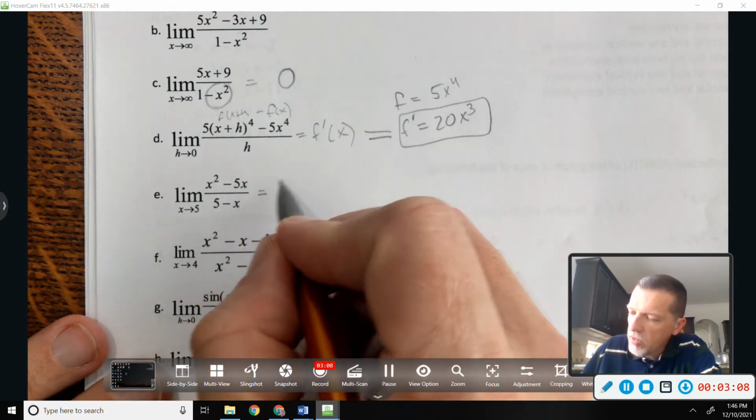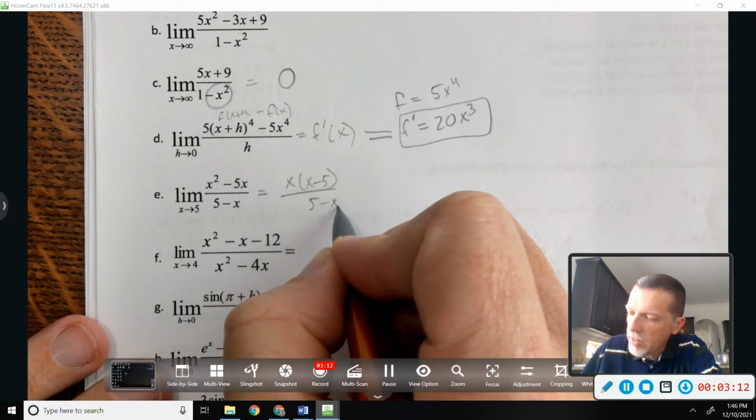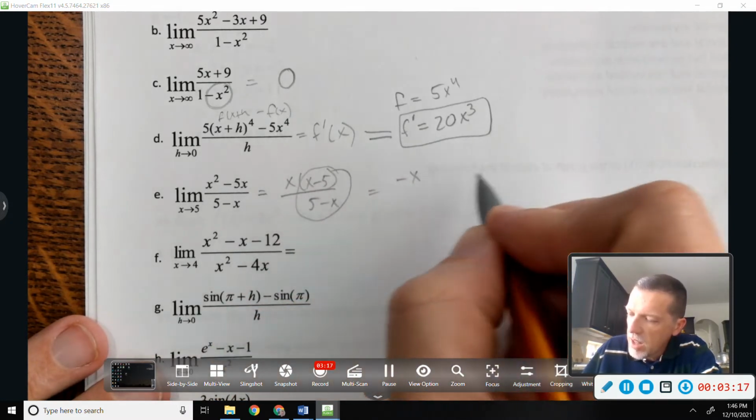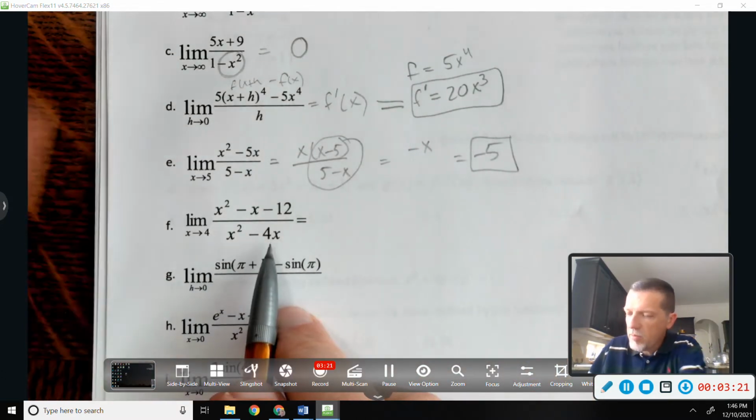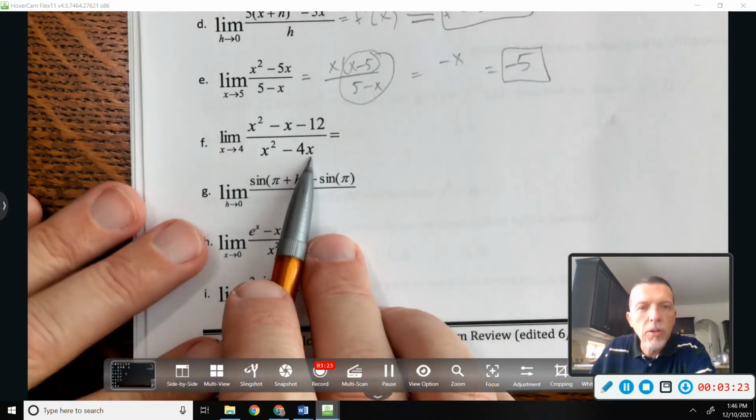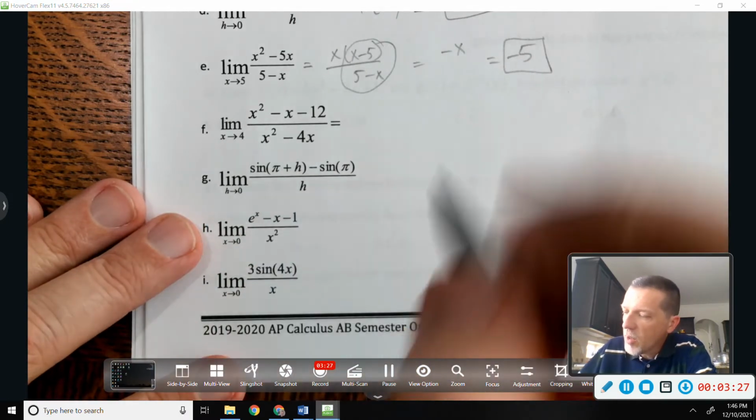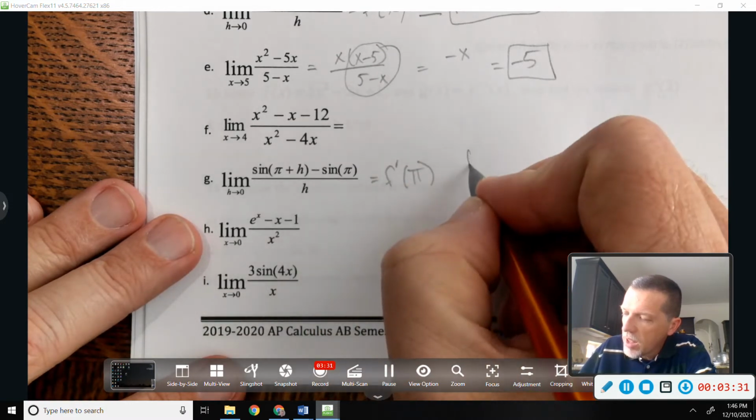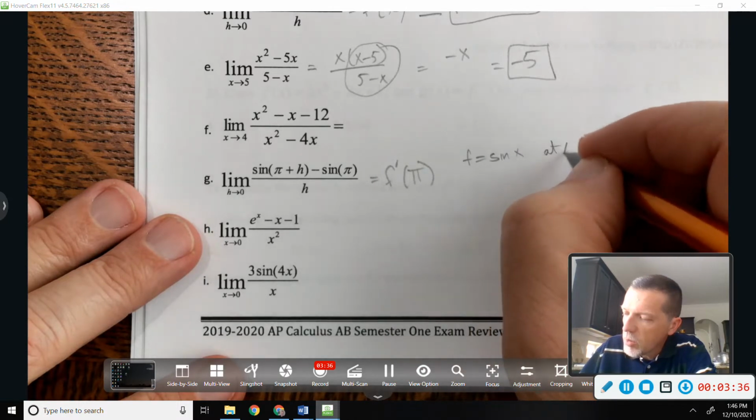X approaches 5. This is a factor and reduce problem, although that's kind of tricky because those reduce to -1. So -5. I'm guessing that was another reduce problem, factor and reduce. Here's another set this up. This looks like the derivative at pi, where f is sine of x at x equals pi.